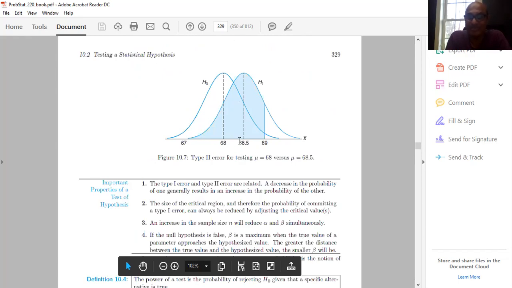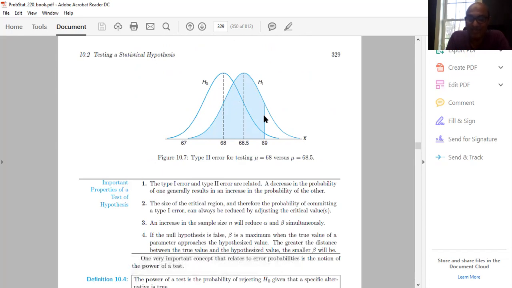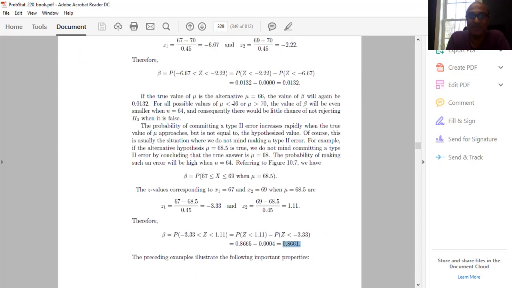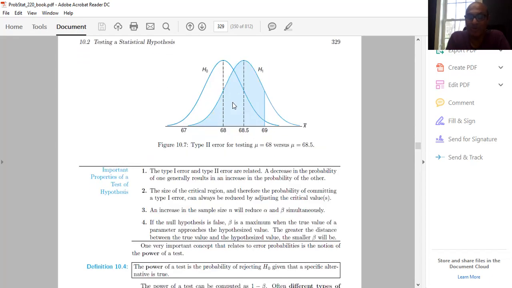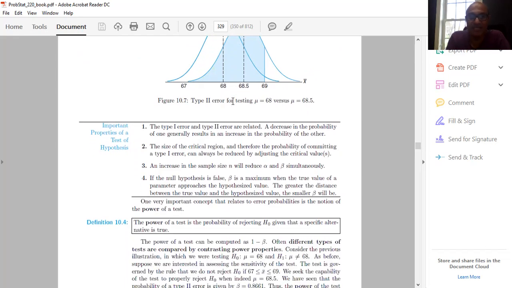Look over here. So 68.5 mean, and this is the 69, this 68 and 69, whatever it may be, that is this one, right? So your confidence interval you can find like this. The preceding example illustrates the following important hypotheses. These hypotheses are like this: the type 1 error and type 2 error are related to each other, right?